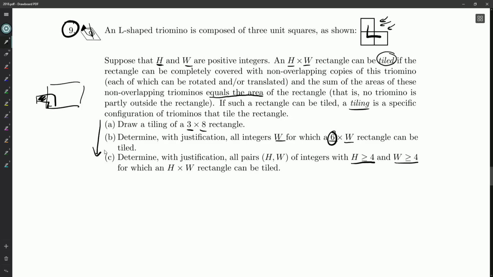Okay, so C part: determine with justification all pairs H, W of integers, H greater than or equal to 4, W greater than or equal to 4, that can be tiled if it's an H by W rectangle. Alright, I haven't found A and B to be all that challenging yet, so either I'm really good at tilings, or I think there's going to be a bit of a difficulty in C. Okay? So it's a little more open-ended than the 6 by W. 6 gave you some structure.